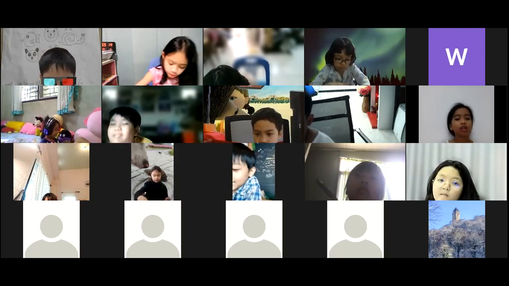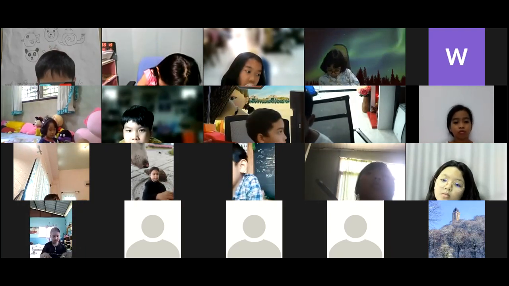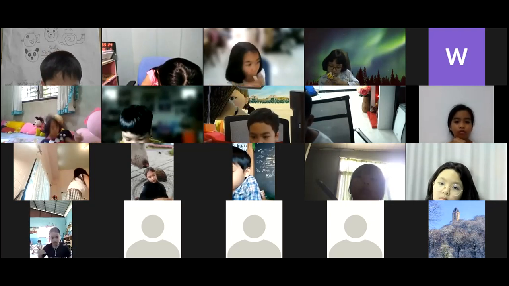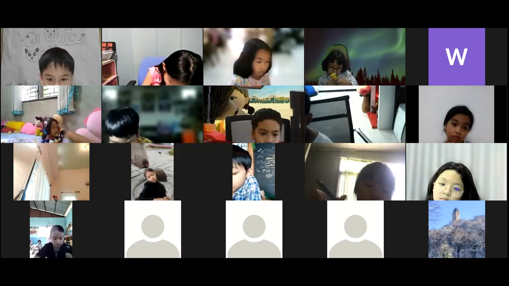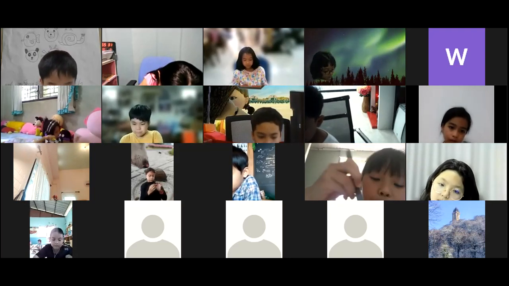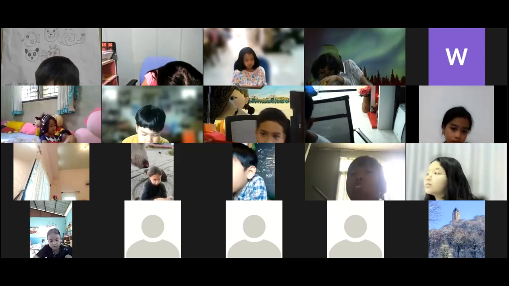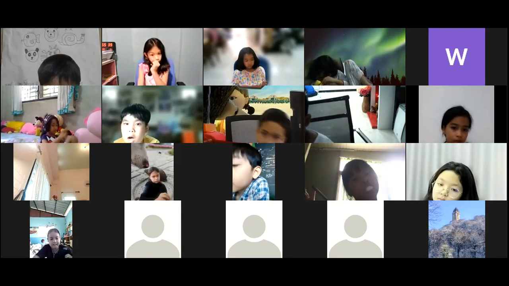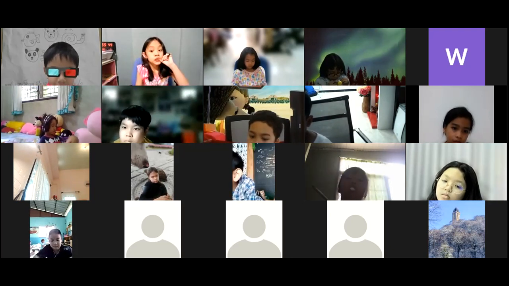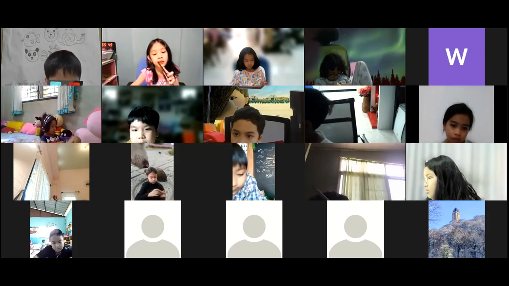Where is Bus? Let's go. 1, 2, 3. Indian children. Put down, please. You speak louder. 1, 2, 3, go. Okay. Indian children celebrate. 1, 2, 3, go.